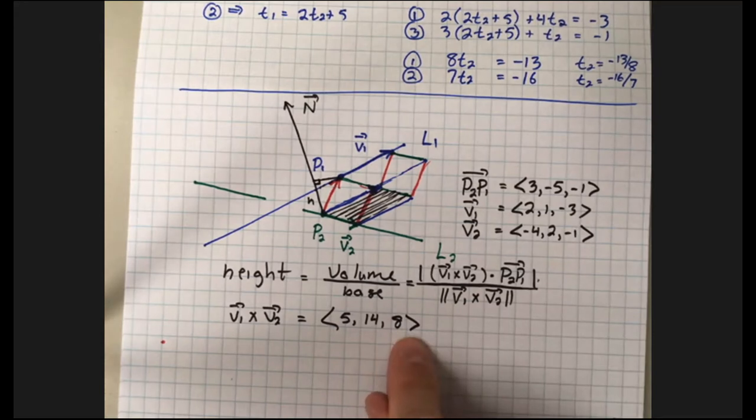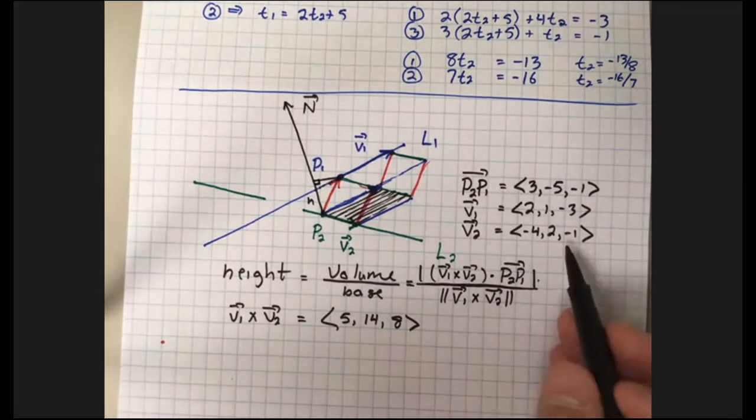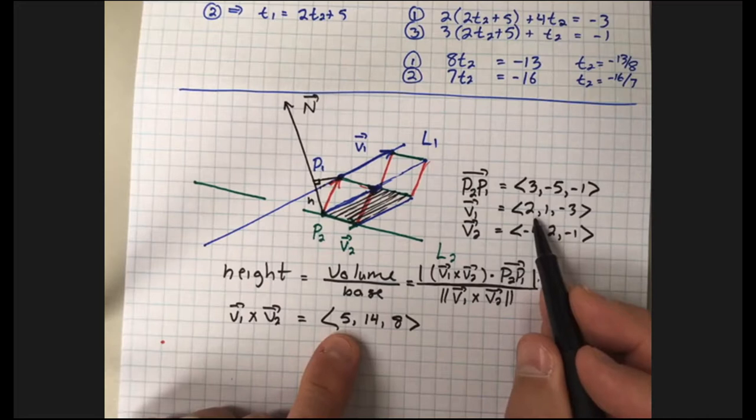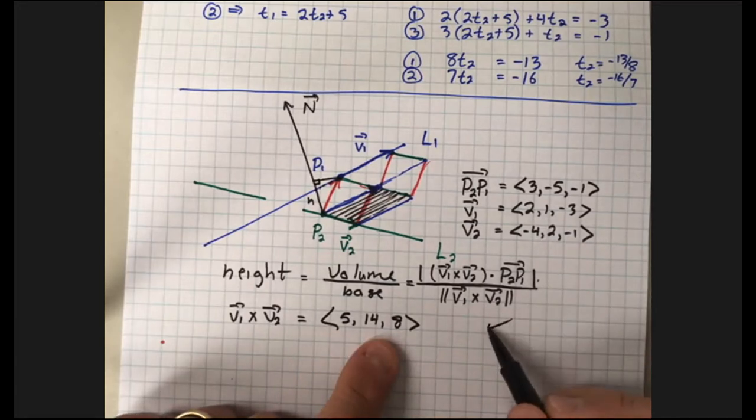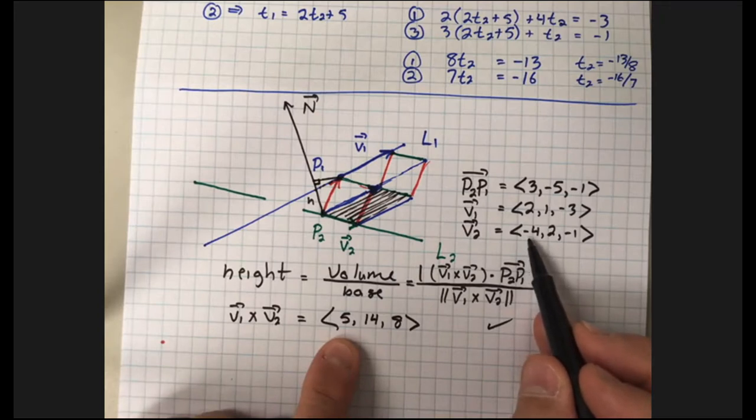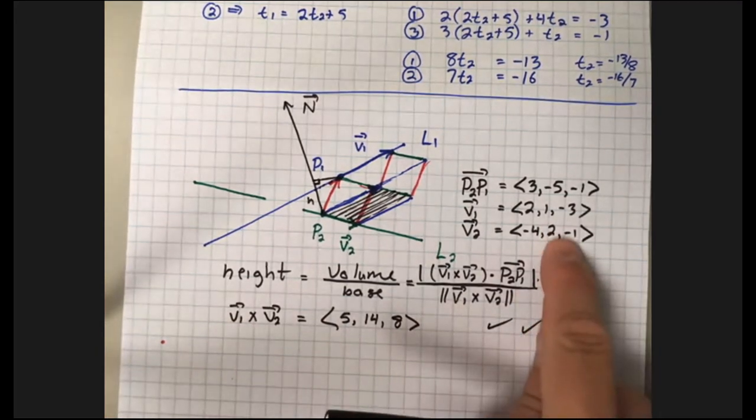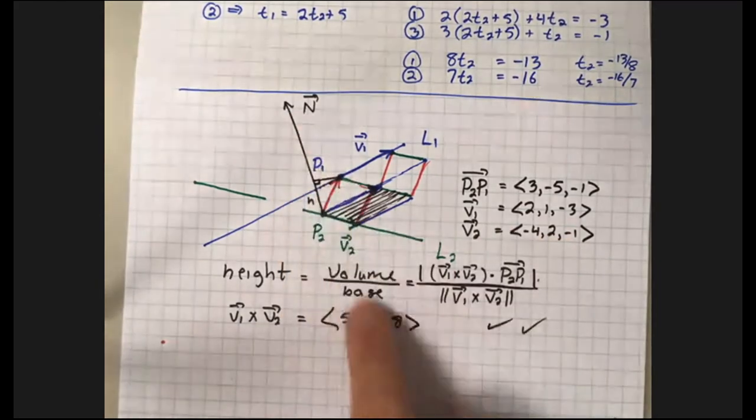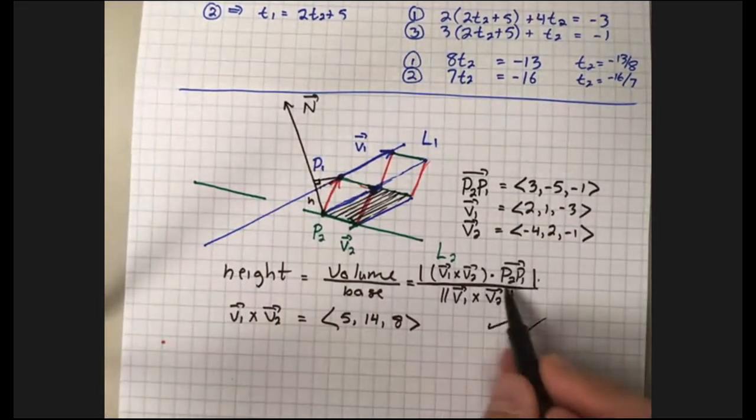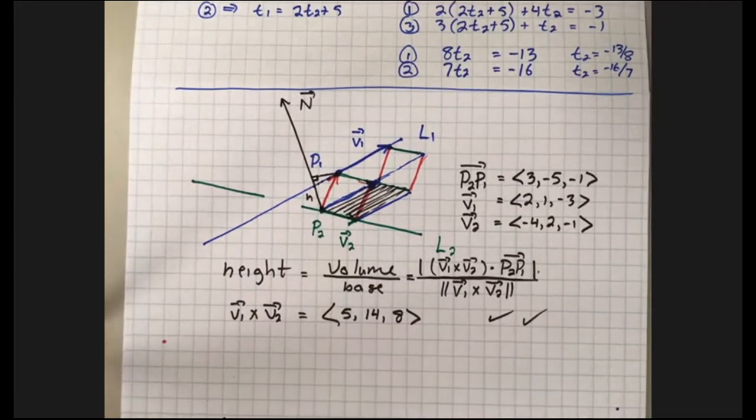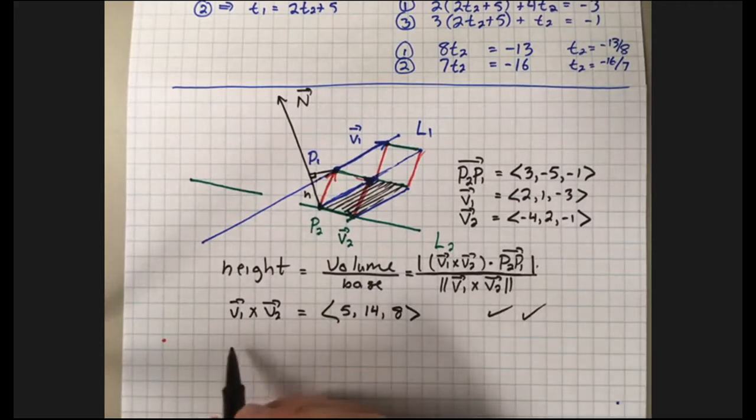I should double check this. Double check it how? Let's dot with V1 and V2, because this should be perpendicular to both V1 and V2. So if it's not, then I know I've made an error. I could still have made an error, but at least the dot product with V1 and V2 should be 0. So dot product with V1 gives me 10 plus 14 minus 24, check. And dot product with V2 gives me minus 20, 28, minus 8, 0, check. So this at least dots to 0 with both of these, which means at least it's in the right direction, which will give me the right answer, even if I didn't have the exact V1, V2, but you have to be careful with that. Okay, now let's do the magnitude of V1 cross V2.